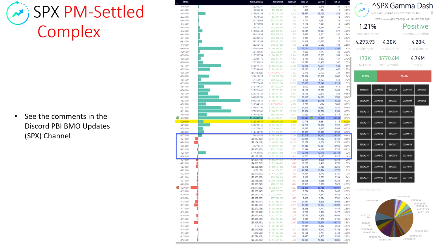Pay attention to that 4,300 line. We've got plus GEX at 4,300. We've got also the COI for the PM complex. That's the call open interest dominant level, sitting at 4,300. So a lot of calls there. If we move above, what is out of the money goes in the money, and charm will flip, and it's a big deal. It's a really, really big deal.